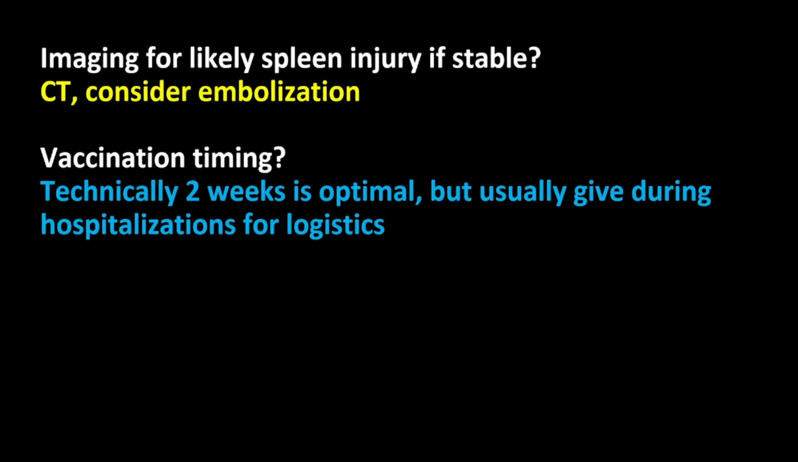So usually what we do in the hospital is we vaccinate patients prior to discharge. Technically, the literature suggests that 2 weeks following splenectomy is the optimal timing for vaccination against what organisms? The SHiN organisms. So that'll be for any asplenic patients, you want to think about vaccination against strep pneumo, H flu, and Neisseria, because those are your encapsulated bacteria.